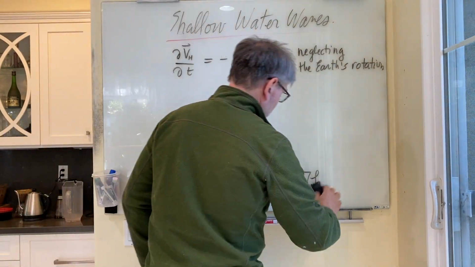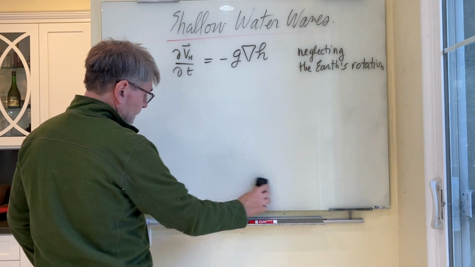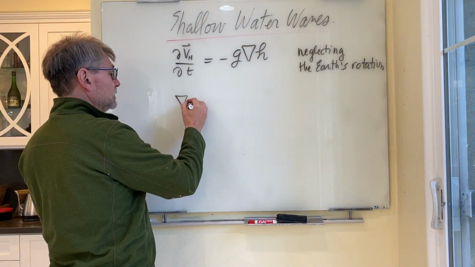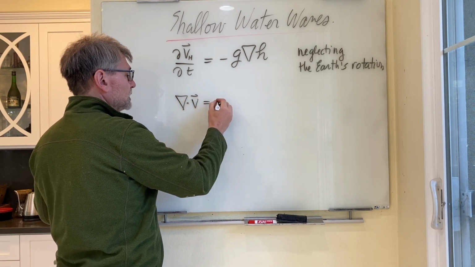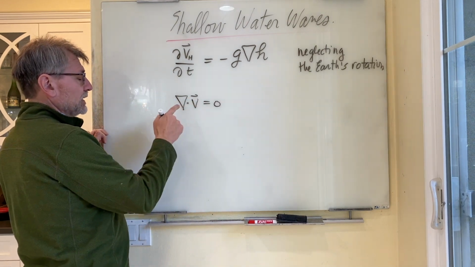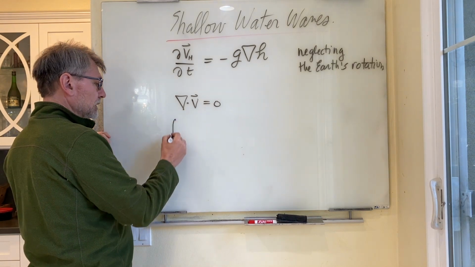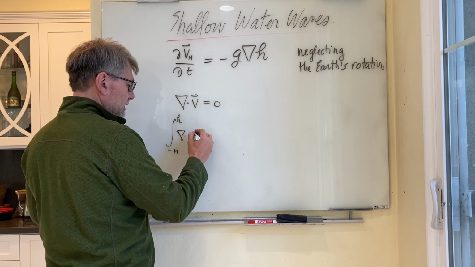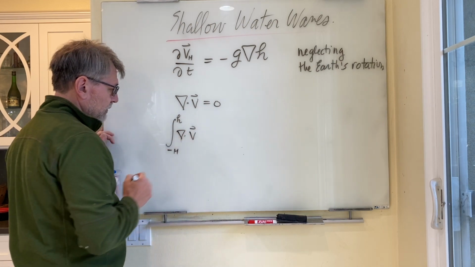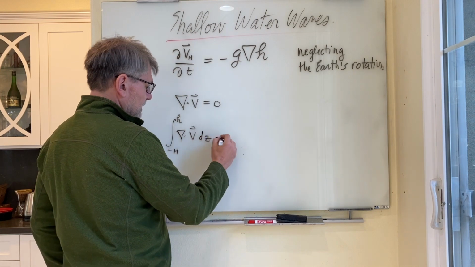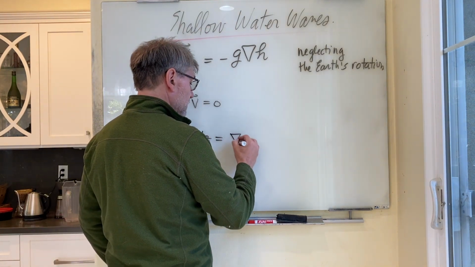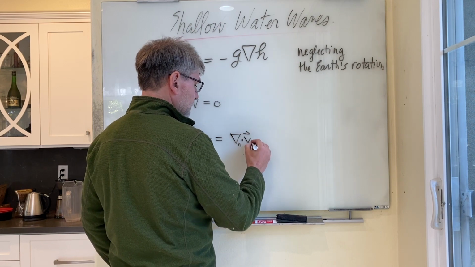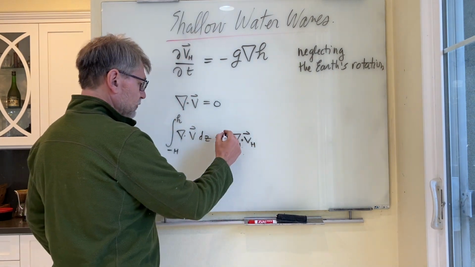Okay, and then the other one we want to look at is the continuity equation. The continuity equation is div dot v equals 0. Now we're going to integrate this equation in the vertical from h down to the bottom, minus H, of div dot v. If we integrate with respect to dz, this will be the horizontal divergence of the horizontal currents times H.